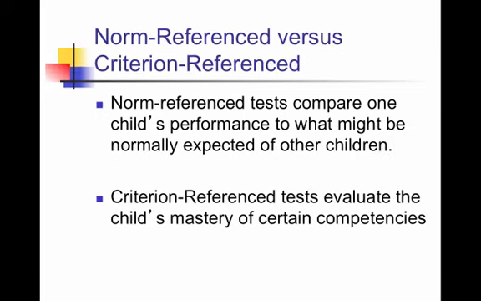informal test. We also have norm reference versus criterion reference tests. Norm reference tests compare one child's performance to what might be normally expected of other children. And then criterion reference tests evaluate the child's mastery of certain competencies.